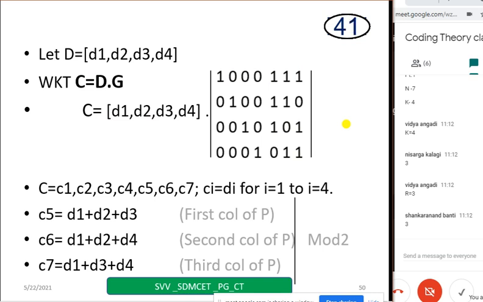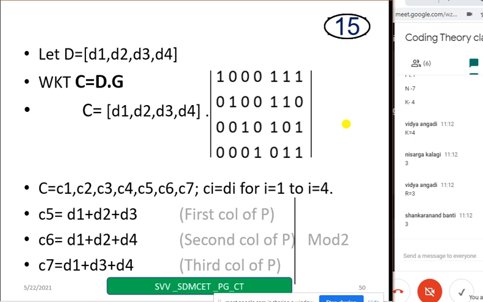But remember mod 2, don't write 1 plus 1 equal to 2. Remember it's a mod 2 addition. Otherwise, sometimes students will write 3, 2. 3, 2 will never come into the picture. Whenever you are going for XORing 1 and 1, you never get 2. That's the one important point which you have to remember.